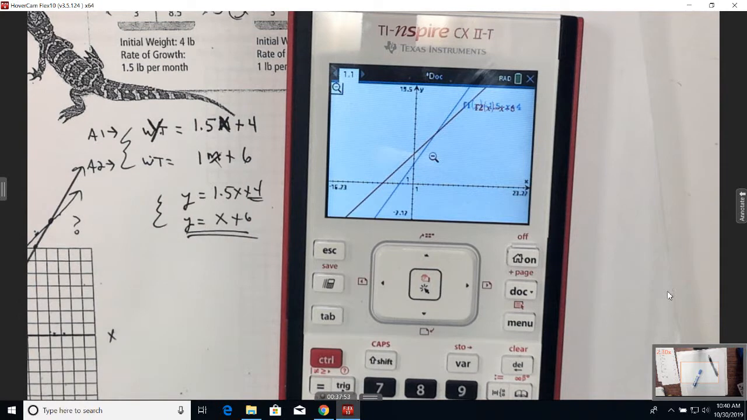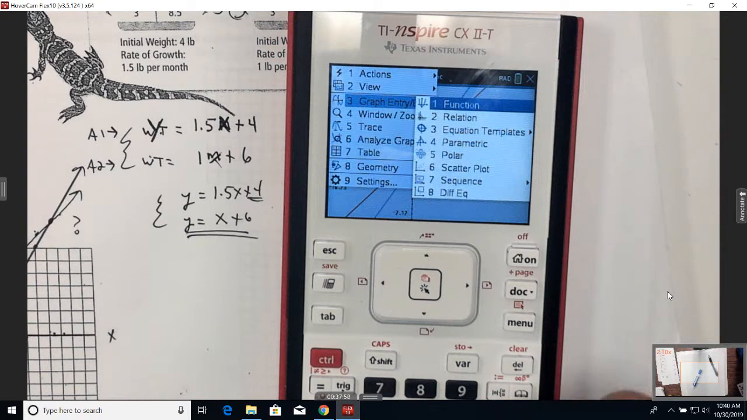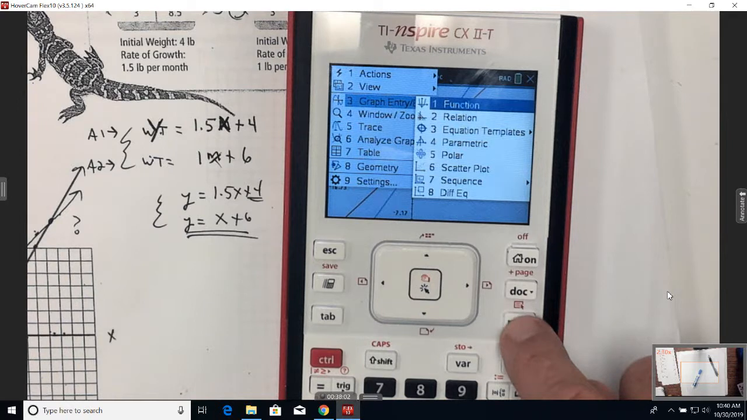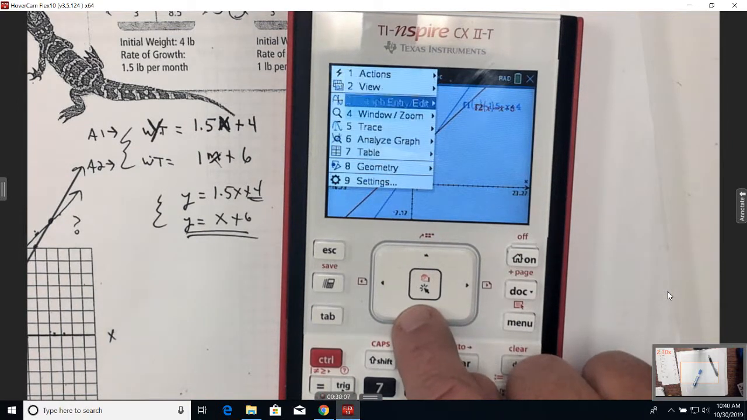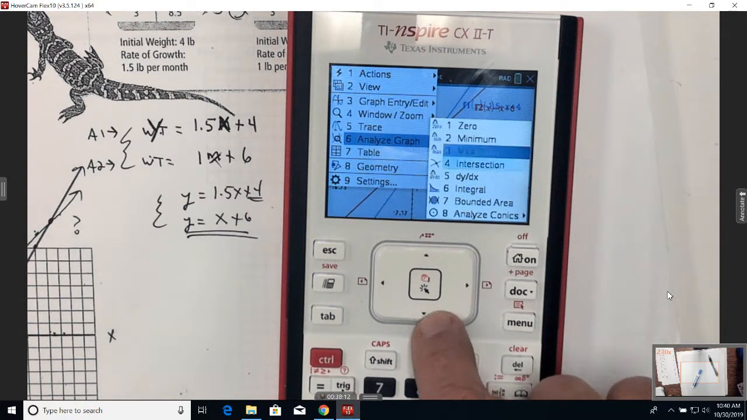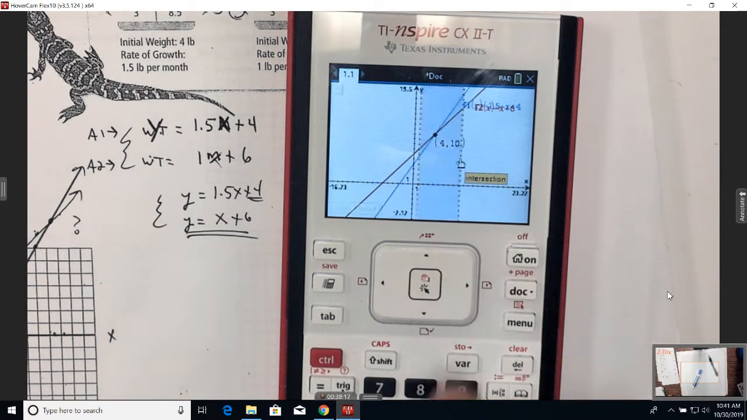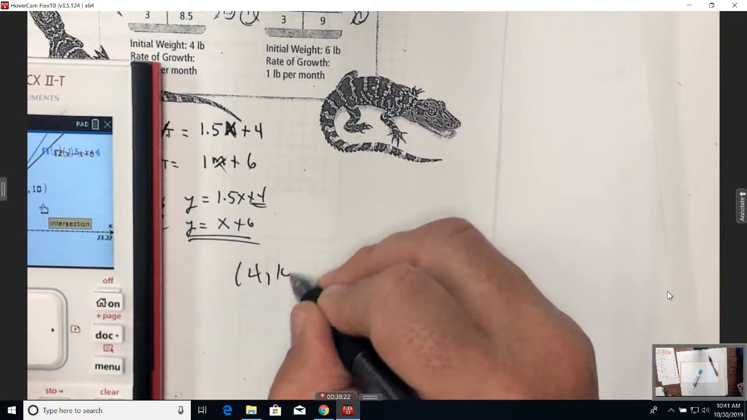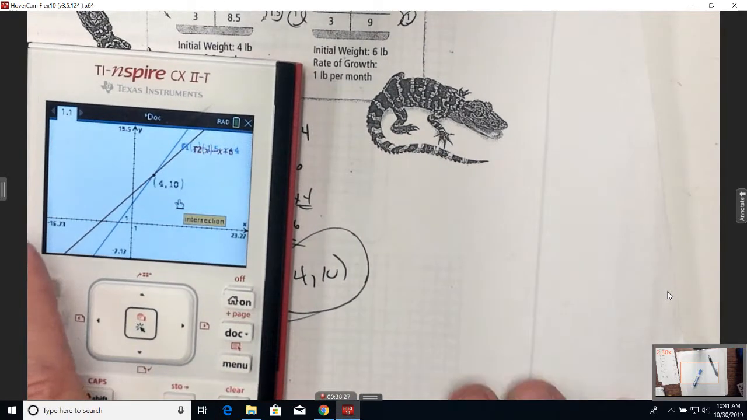And then to find the intersection, I'm going to go to Menu. If I want to see the intersection, I go to Menu, then I go to Analyze Graph, find the intersection, and I move it to the left and to the right of the intersection. So where do they cross? Now, is that my answer, and can I just move on? Can I just say 4, 10?